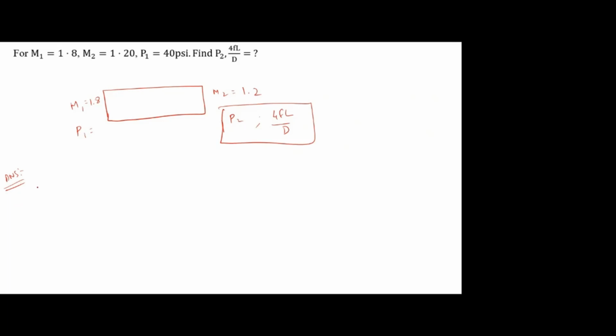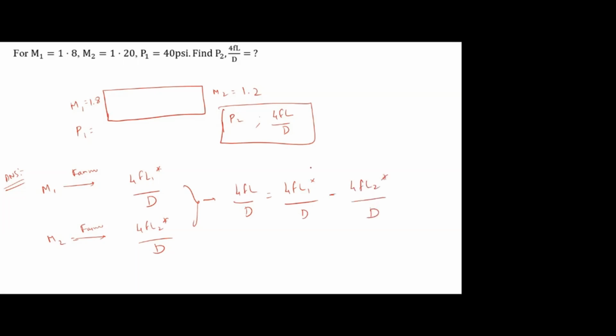From M1 we'll get 4fL1 star by D, and from M2 we can get 4fL2 star by D, and from that we can find 4fL by D. Okay, very good. Plus or minus, right? Yes, sir, minus. Yeah, these two values we know. Substitute, you will get this value. Okay, this is correct. Then this P2.